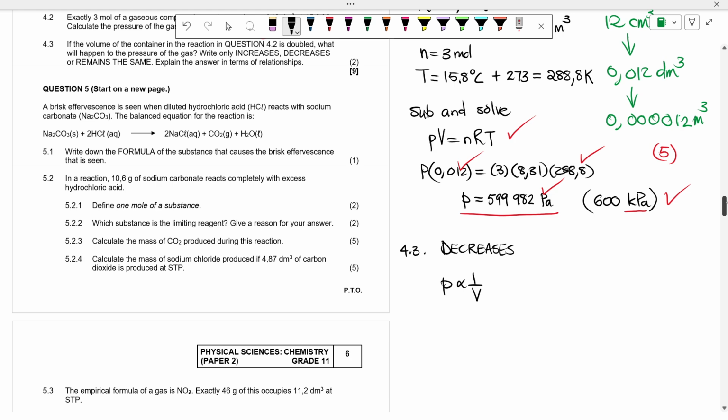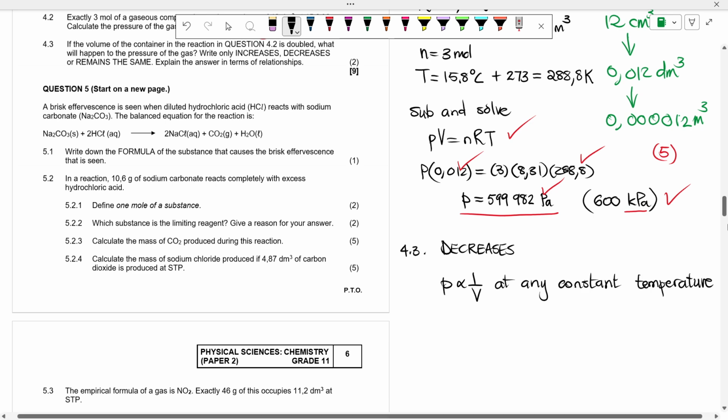Then just specify it at any constant temperature. That's like the definition of Boyle's law. Do you remember it perhaps by words? No. You don't remember it? I don't. Okay. All right. But what it says is that the pressure is inversely proportional to the volume at any constant temperature. Okay, so they'll give you a mark for decreases. They'll give you a mark for that reason. So 2 marks.